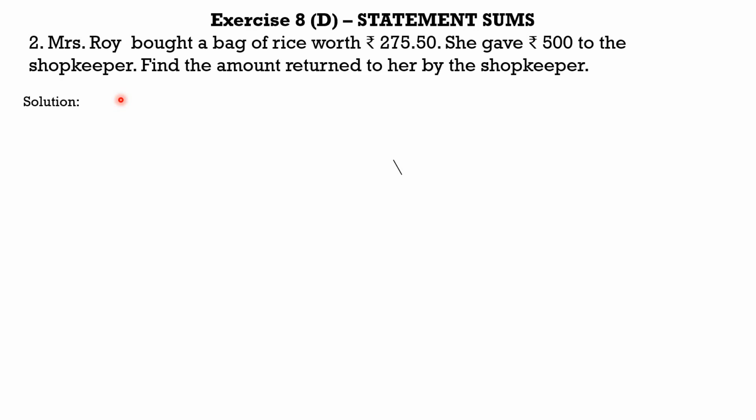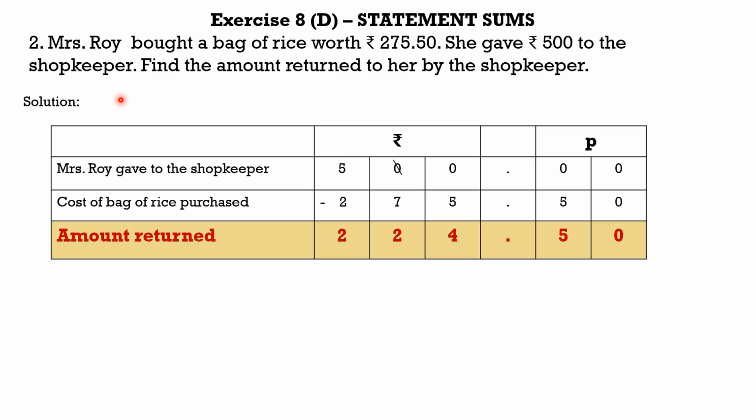So that is what we have to find out. She gave a 500 rupee note and the bag of rice was worth rupees 275.50 paise. So obviously there is an amount of money that has to be returned to us. So we have to subtract and see how much money we are going to get back. So let's do the subtraction now.